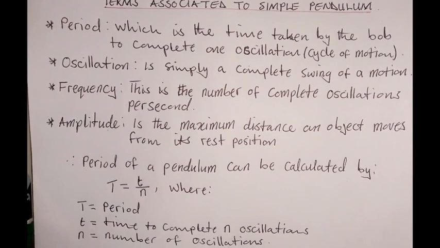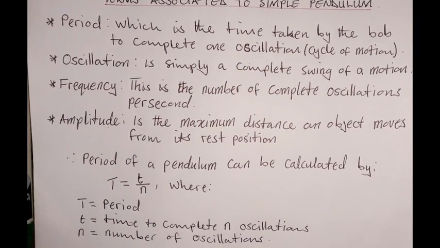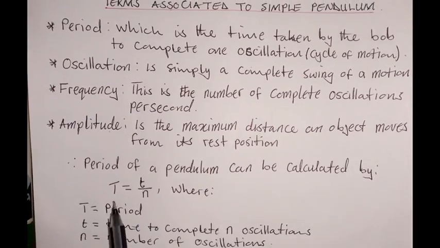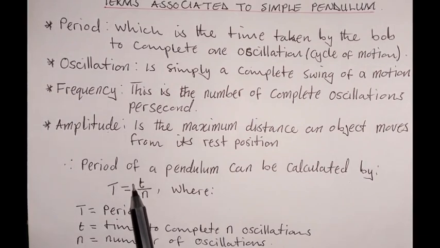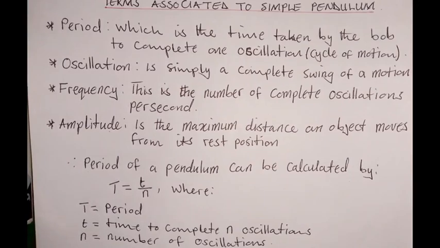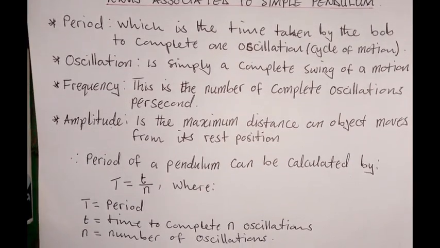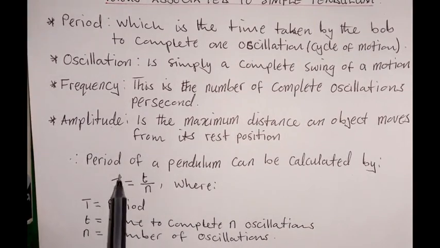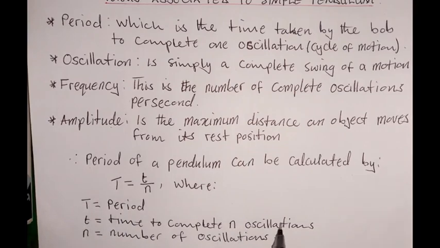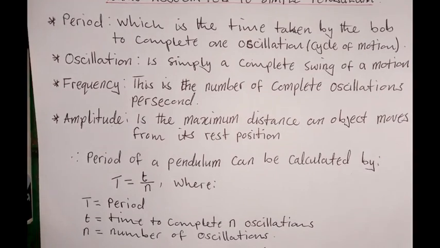Then we also have the formula that can be used to calculate the period. The formula is period is equal to time over n. Here, time is the time taken to complete n oscillations. As we can see, T, the capital T, is the period, and small letter t is the time to complete n oscillations, this is the one on top. Then n is the number of oscillations.